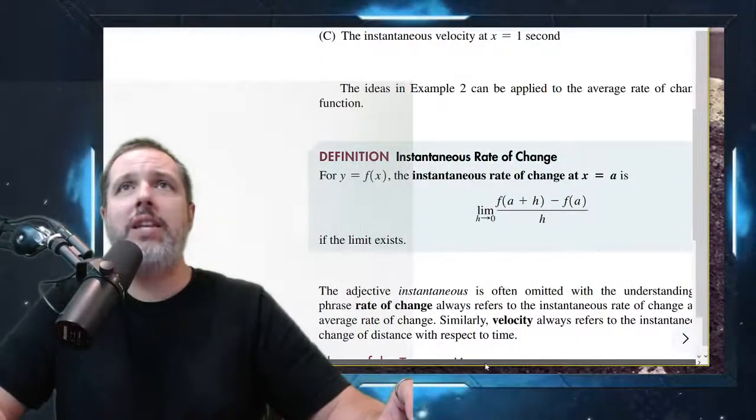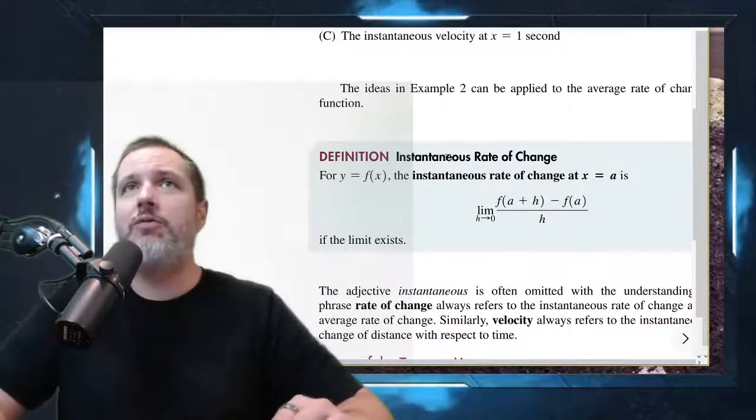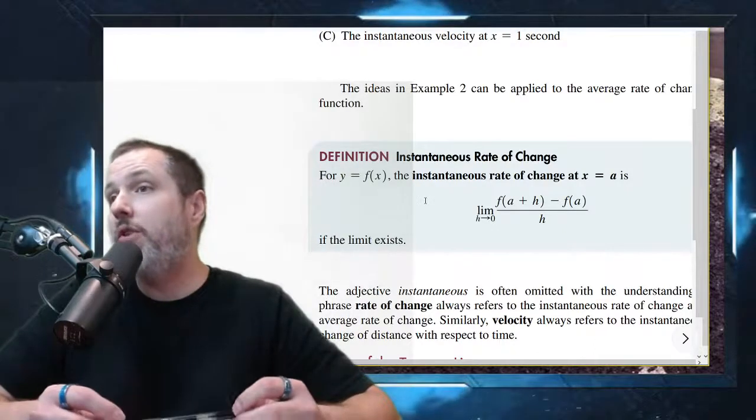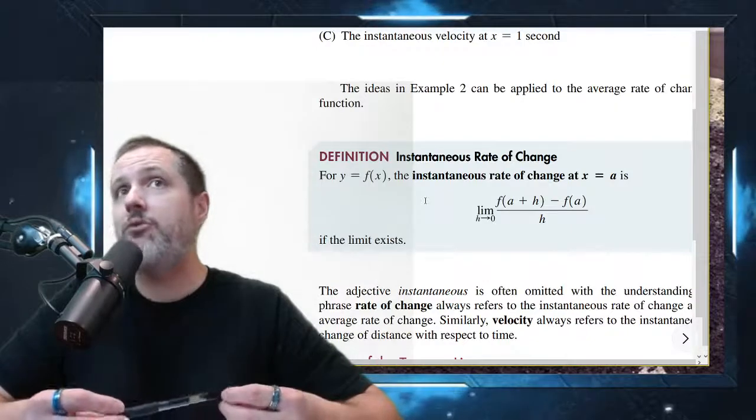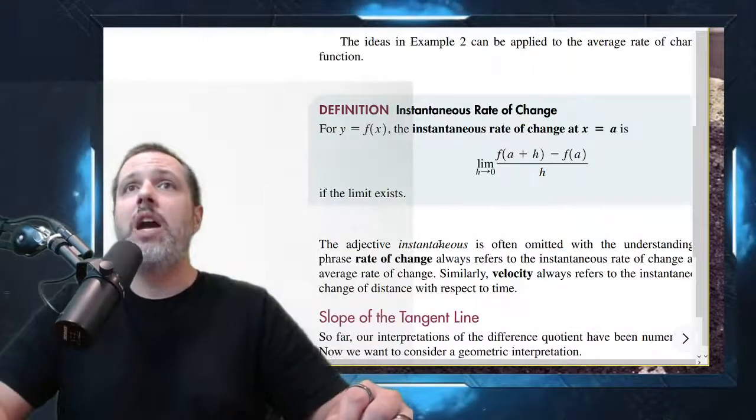Instantaneous rate of change. You go, wait, isn't that just the definition for the derivative? Yeah, the derivative gives us our instantaneous rate of change. That's right. And this can be helpful.